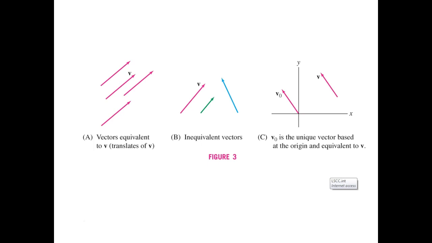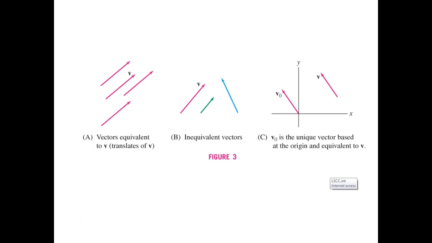However, under B, neither of those, the green nor the blue, are equivalent vectors. The green vector is parallel to vector v, but not the same magnitude, so they have exactly the same direction, but not the same magnitude. The blue vector appears to have exactly the same magnitude, but definitely not the same direction, so neither one of those is equivalent to v.